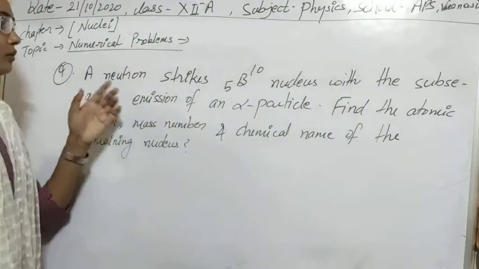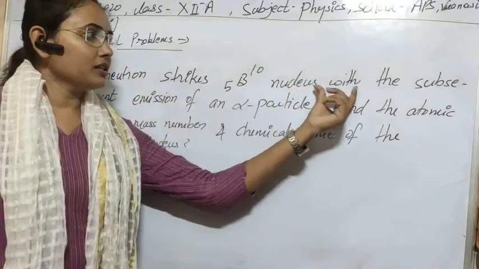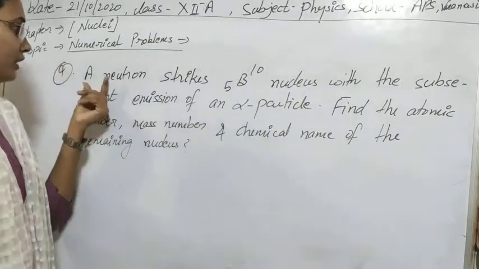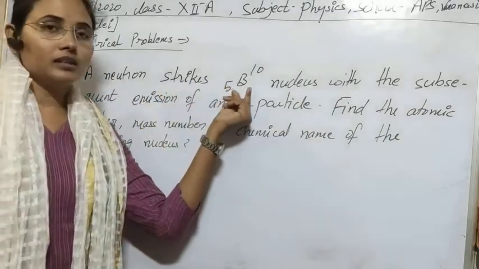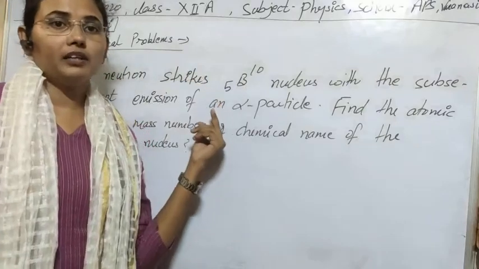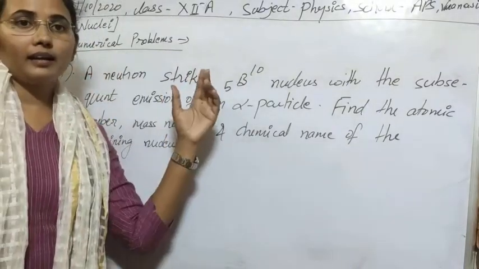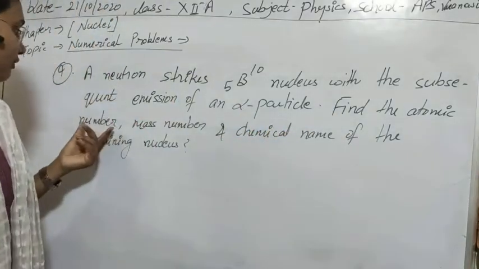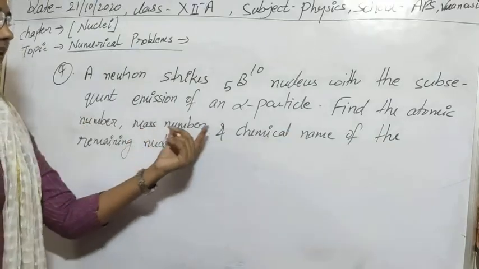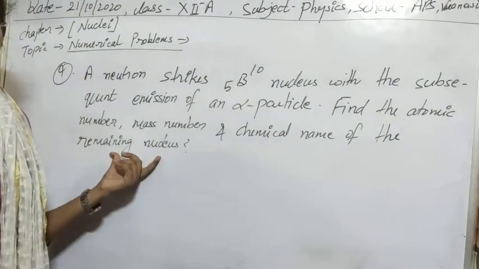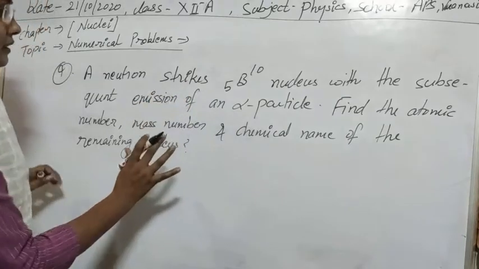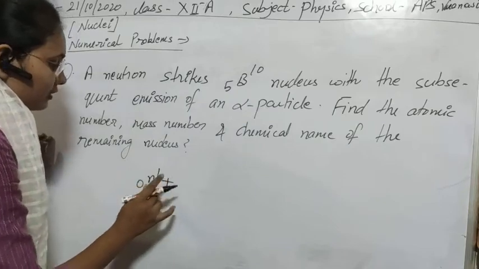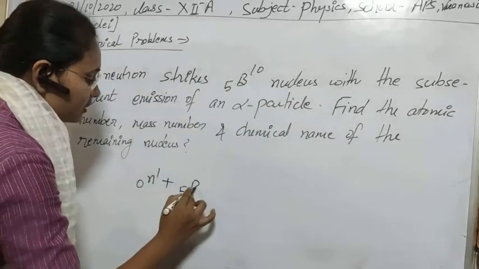The problem is: a neutron strikes a boron nucleus with the subsequent emission of an alpha particle. Here a neutron is bombarded on this atom, and after bombardment some other lighter atom and an alpha particle are emitted. We have to find the atomic number, mass number and chemical name of the remaining nucleus. For this we can write a nuclear reaction. The neutron is bombarded on this boron.